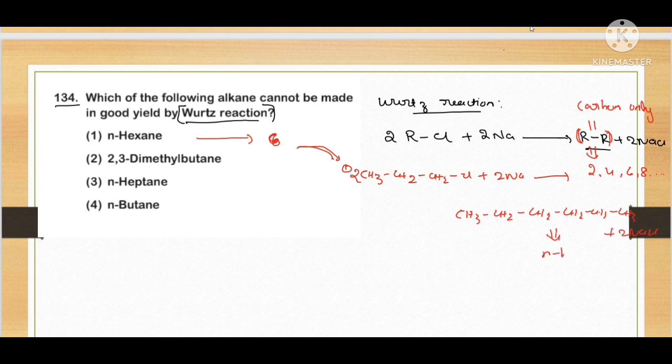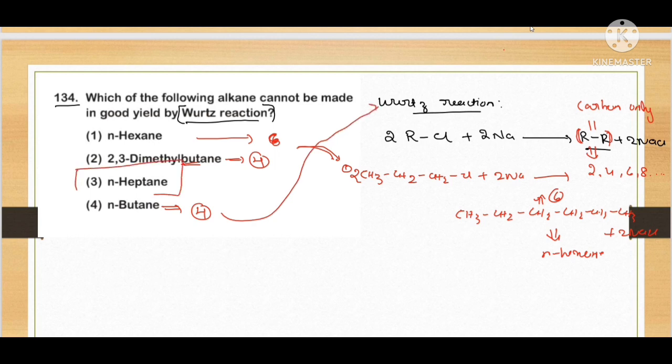Here n-hexane is produced. How many carbons are present here? The number of carbons is 6. 6 is an even number. Now butane. Butane means 4 carbons, an even number. Here n-butane also contains 4 carbons, which is an even number, and it will be produced by using a Wurtz reaction.